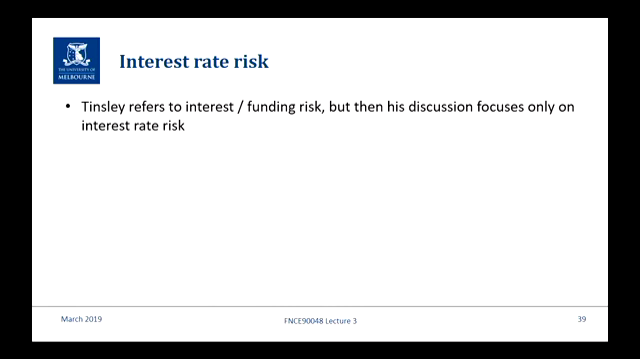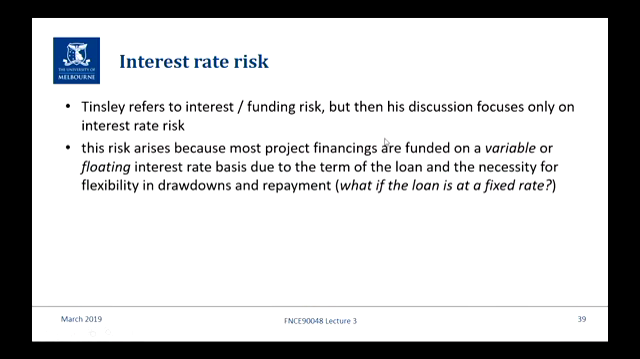And then we've got these risks that start in the construction phase, but they persist through to operations. And as I said, with interest rate risk, clearly a variable interest rate can fluctuate from the moment you first draw down to the moment you make the last repayment. Tinsley calls it interest/funding risk, but in fact he's only talking about interest rate risk. So it's as a result of the fact that you're subject to a variable rate in most project finance arrangements.